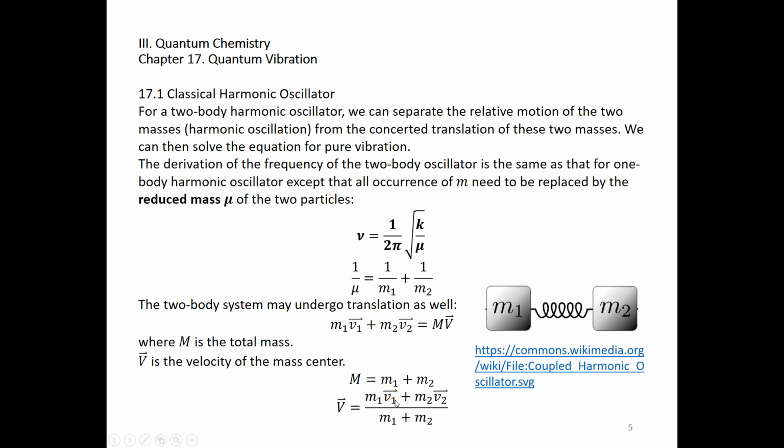Alright, so you need to take the mass into account. On the top, you have the momentum of mass 1 and the momentum of mass 2, so in total you have the momentum of the entire system. On the bottom, you have the mass of the entire system. And this uppercase V is the velocity of the entire system.